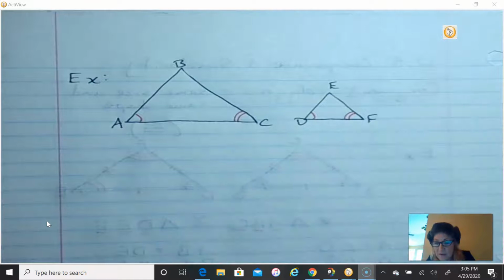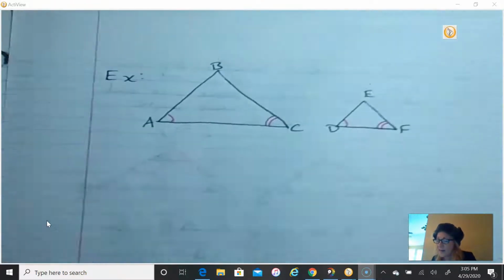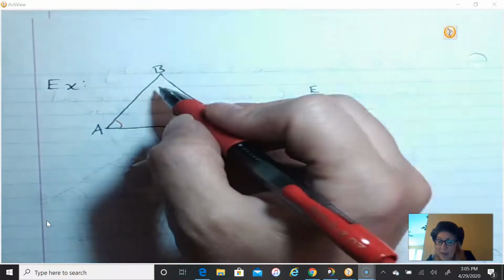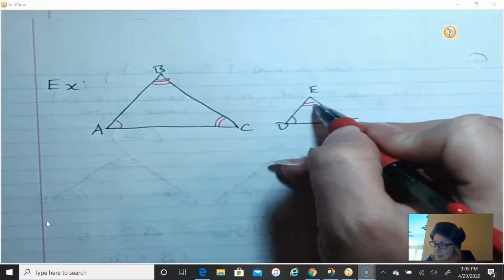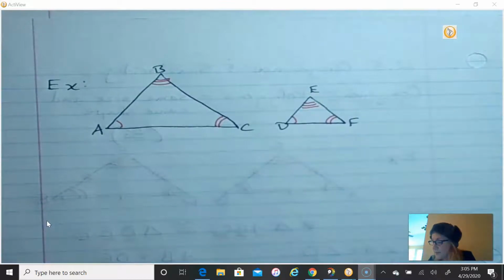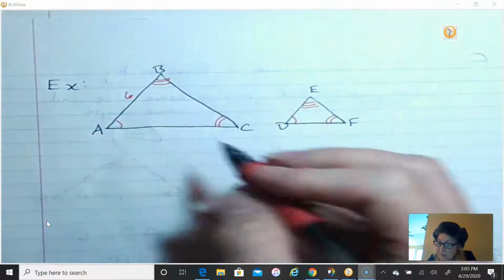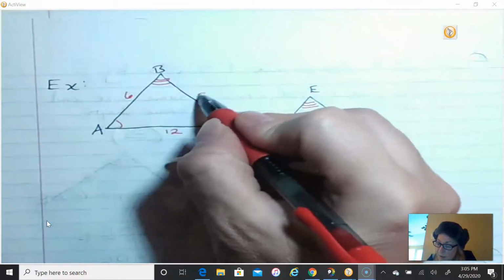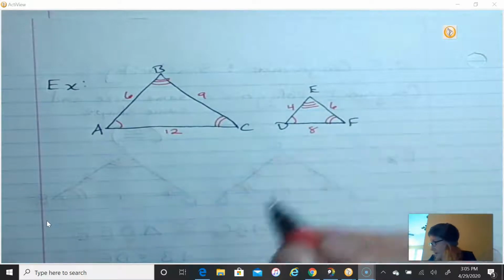See, the angles are still the same, whether they're congruent triangles or similar triangles. The angle measures do not change. Just the sides do. That's it. So if all the angles are congruent here, but the sides are different, that makes it similar. So let's say this side is 6, and this one's 12, and this one's 9. This one's 4, this one's 6, and this one's 8.